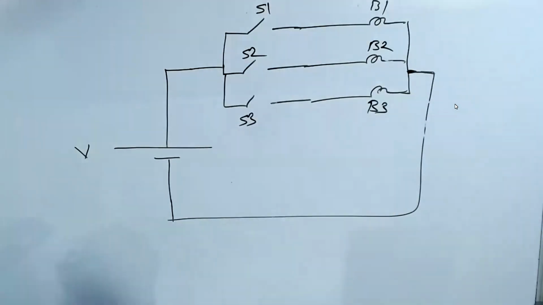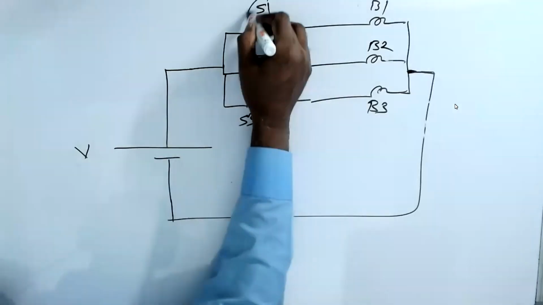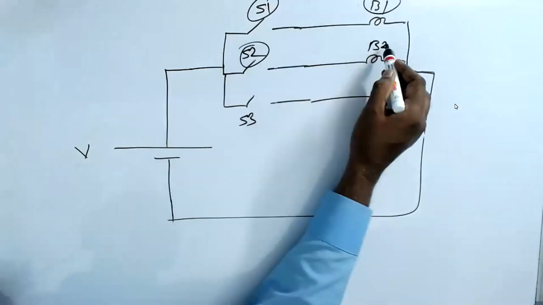Am I right? This is quite simple. It's all very straightforward. We know that they're all parallel. Each switch controls each bulb. Nobody will have a doubt. Our house is like that only.